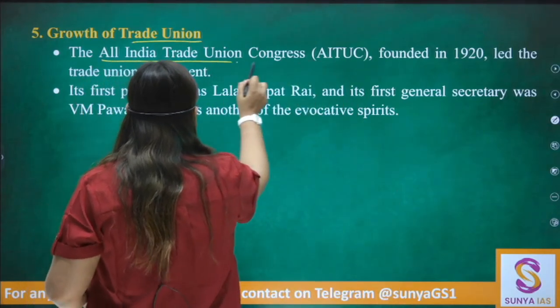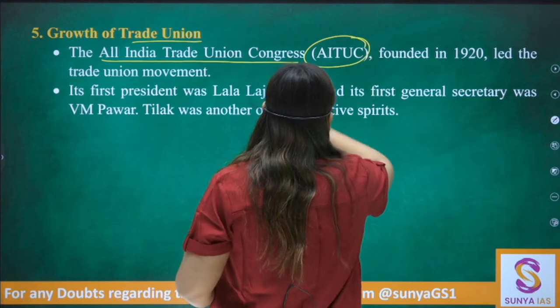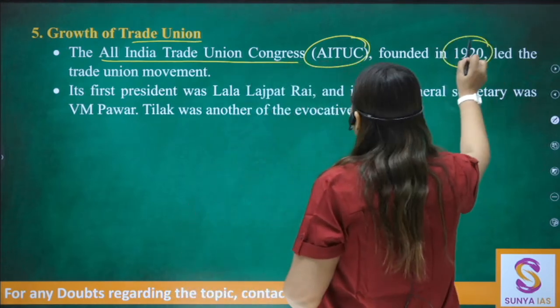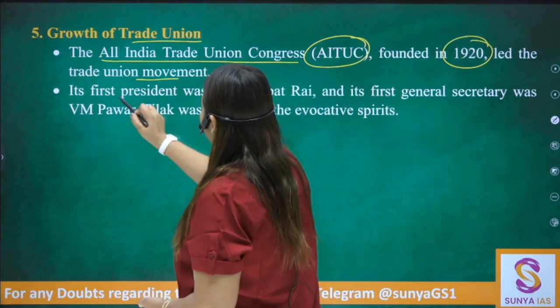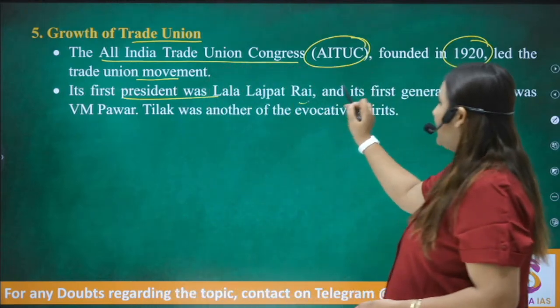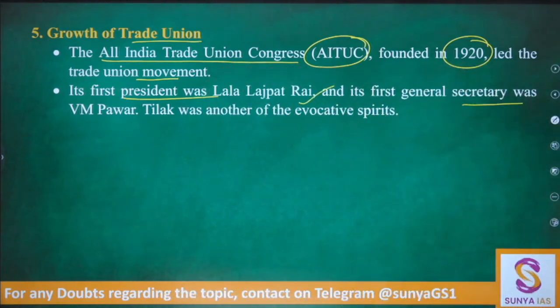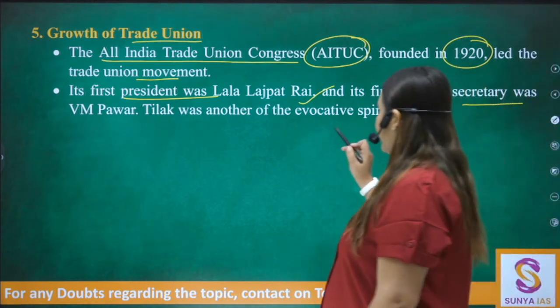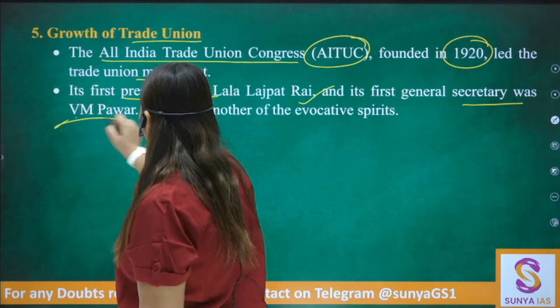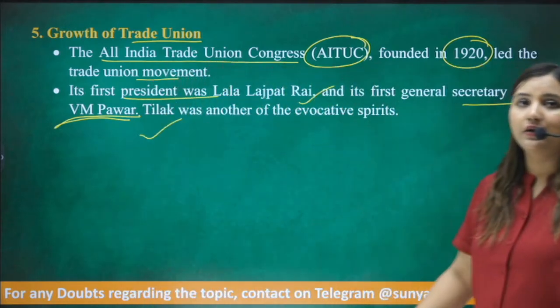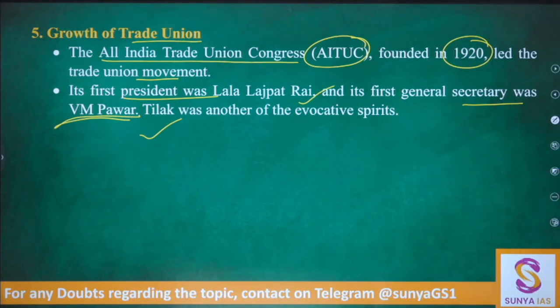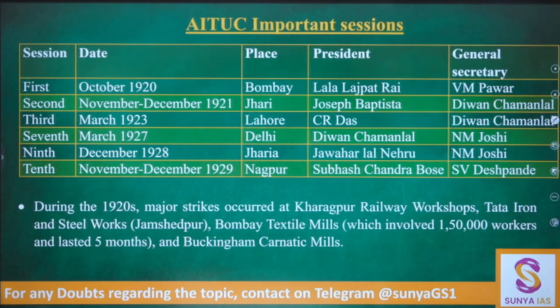The All India Trade Union Congress, AITUC, founded in 1920, led the trade union movement. Its first president was Lala Lajpat Rai, and its first general secretary was V.M. Pawar. Tilak was also another evocative spirit in this particular trade union, which is very, very famous. So please remember the name, All India Trade Union Congress, AITUC.